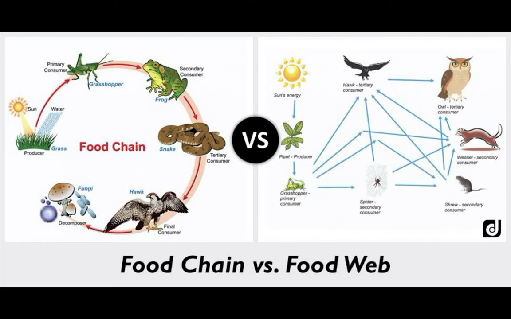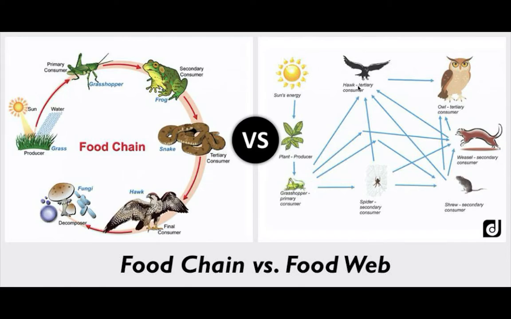Now the difference between this food chain and this food web is a food web is a whole bunch of food chains that interlock. So you'll notice at the beginning it's the same, right? Sun gives energy to the plants, and the plants get eaten by the grasshopper. But now you'll see that the grasshopper is in a whole bunch of different animals' food chains.